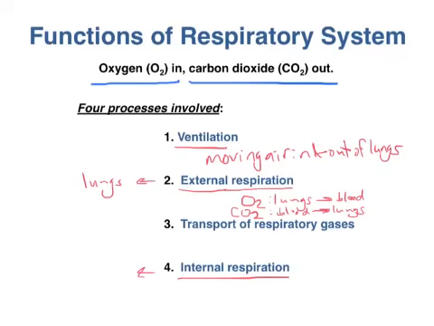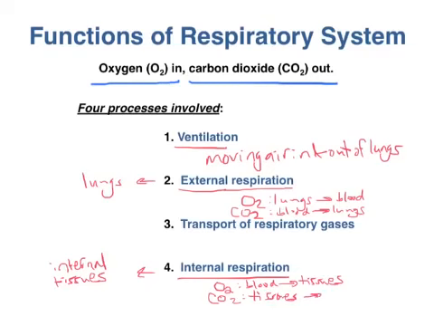Internal respiration happens at the internal tissues. And for the exchange of gases in internal respiration, you have oxygen moving out of the blood into the tissues, and carbon dioxide moving from the tissues into the blood.